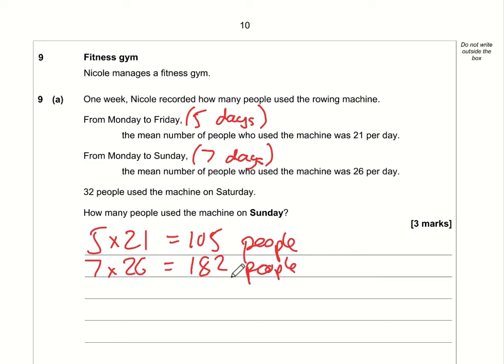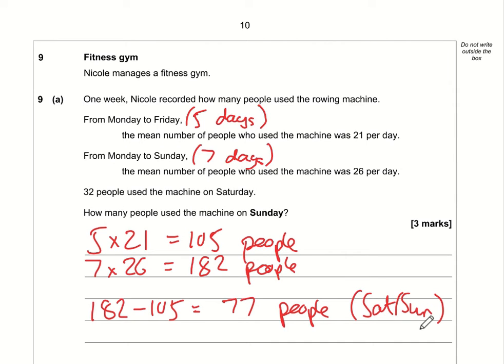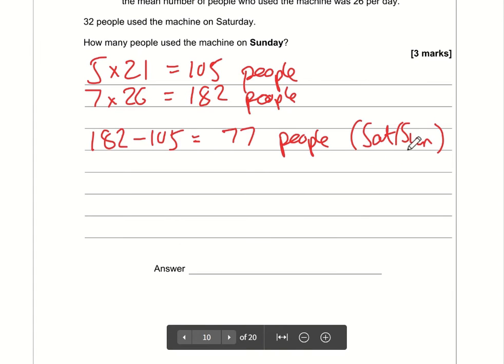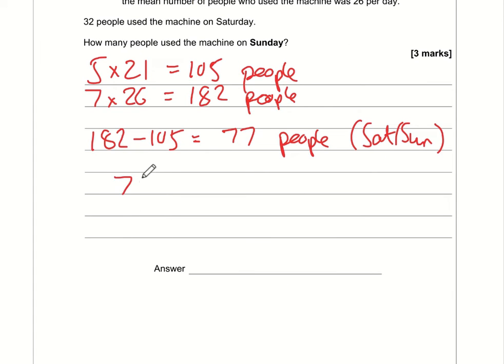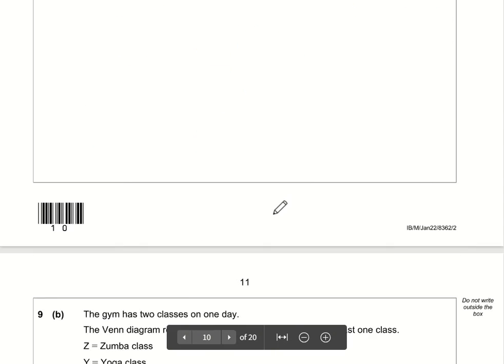So if 182 people used it in total Monday to Sunday and 105 Monday to Friday, then the difference is Saturday, Sunday. So 182 minus 105 equals 77 people. So that is Saturday and Sunday combined. Now we know that 32 people used the machine on Saturday, so therefore Sunday is going to be 77 take away 32, and 77 take away 32 is 45. So 45 people used the machine on the Sunday.